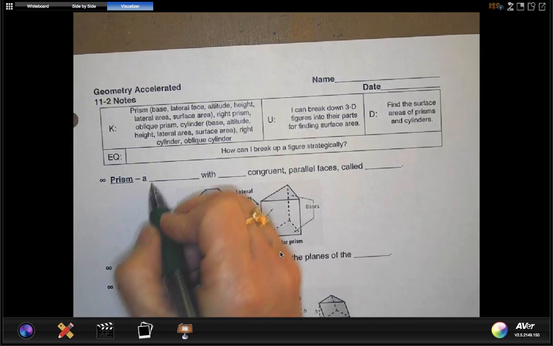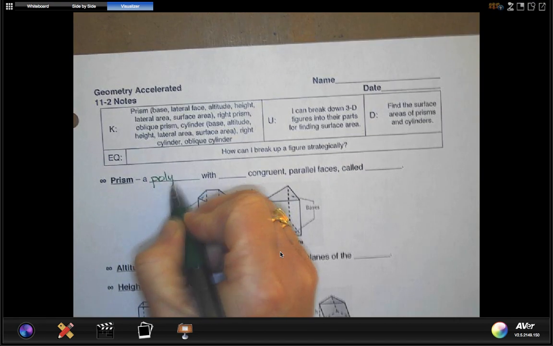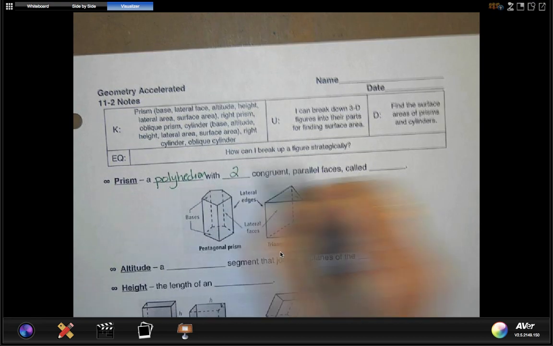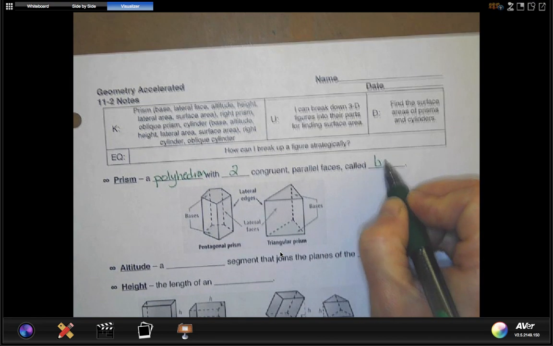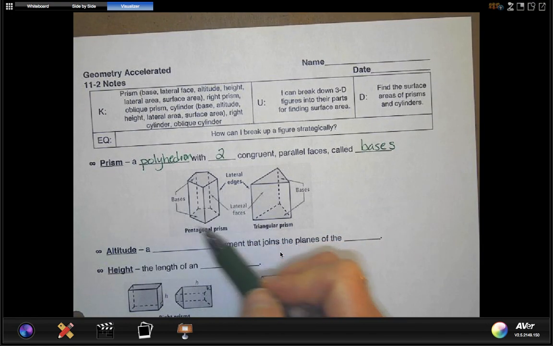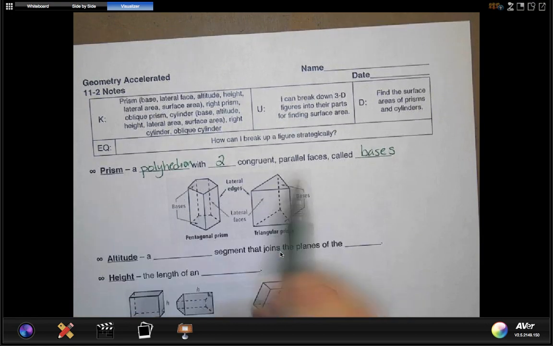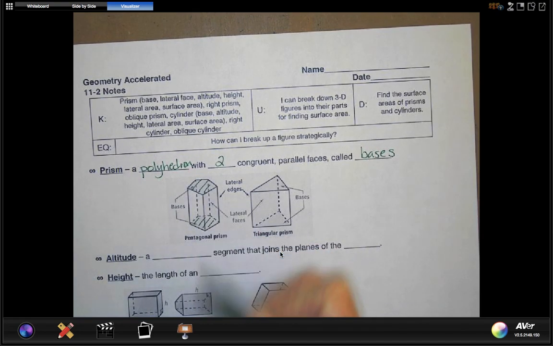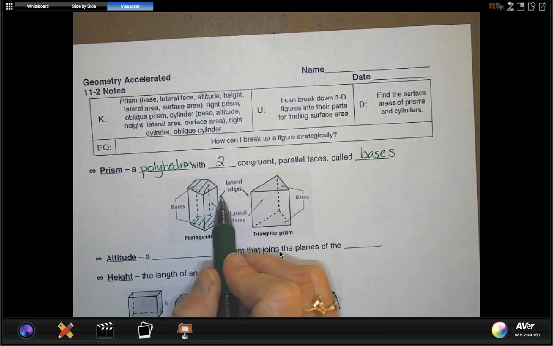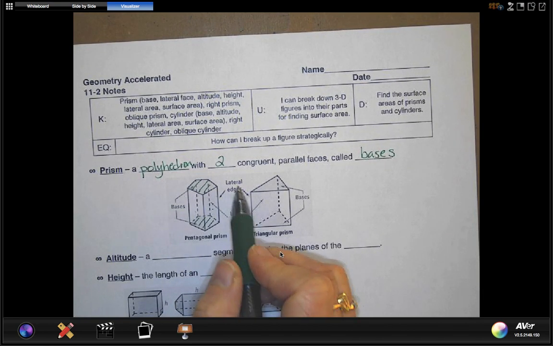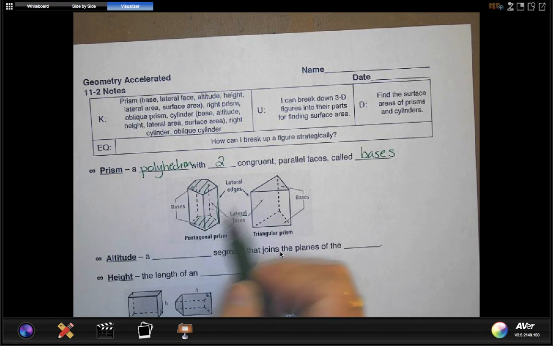A prism is a polyhedron with 2 congruent parallel faces called bases. So here's your prism. These right here are parallel to each other, so those are my bases. These other sides right here are faces. We call them the lateral faces. This is a lateral edge here.